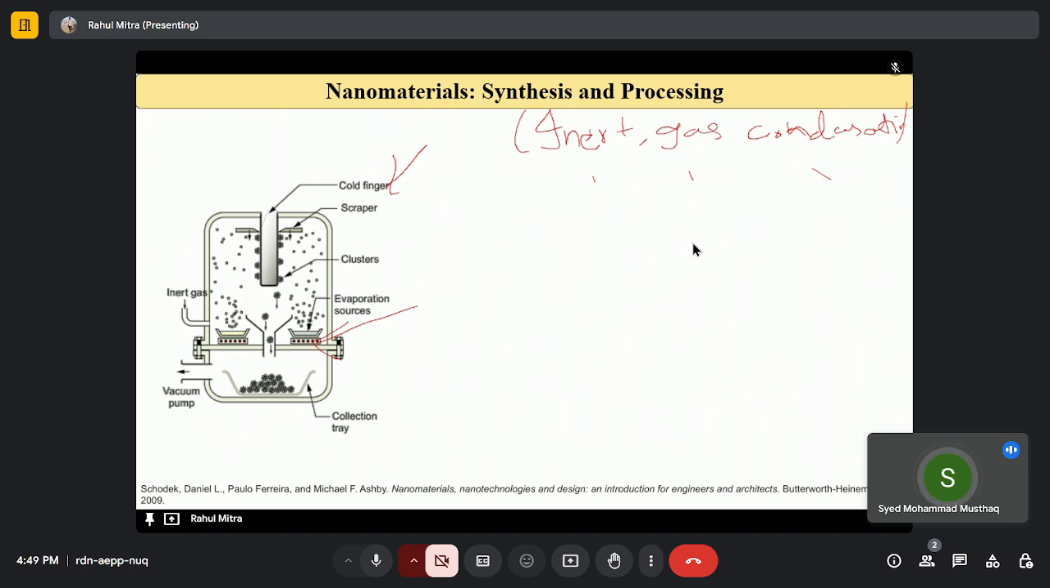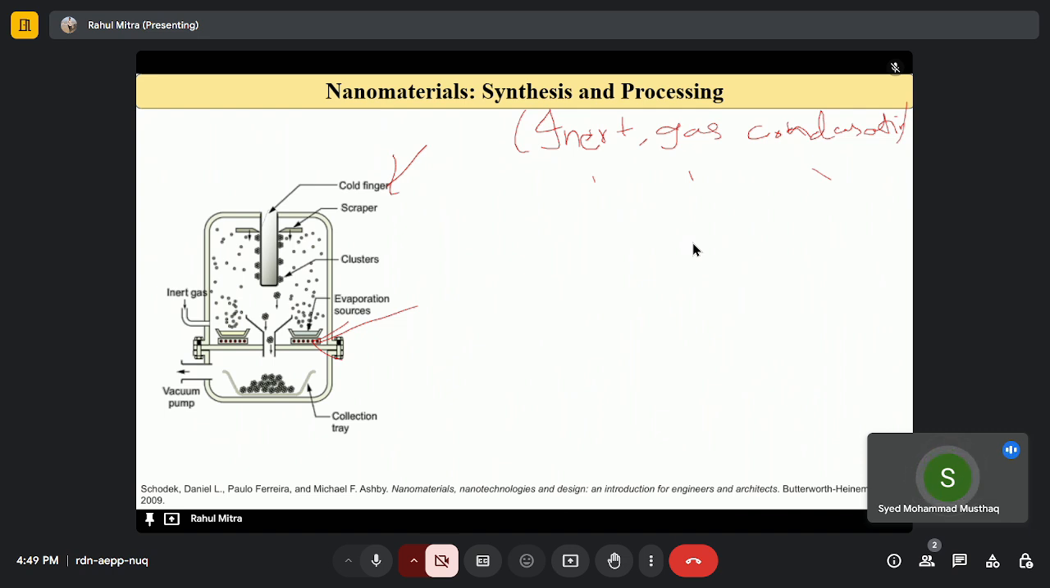So this is my heating source, or I can call it a boat, where I keep my materials and then heat the boat so that the material gets evaporated. So what type of materials are we using? Inorganic materials, right? Because inorganic materials have high vapor pressure. They just evaporate at a very nominal temperature like 400, 500.